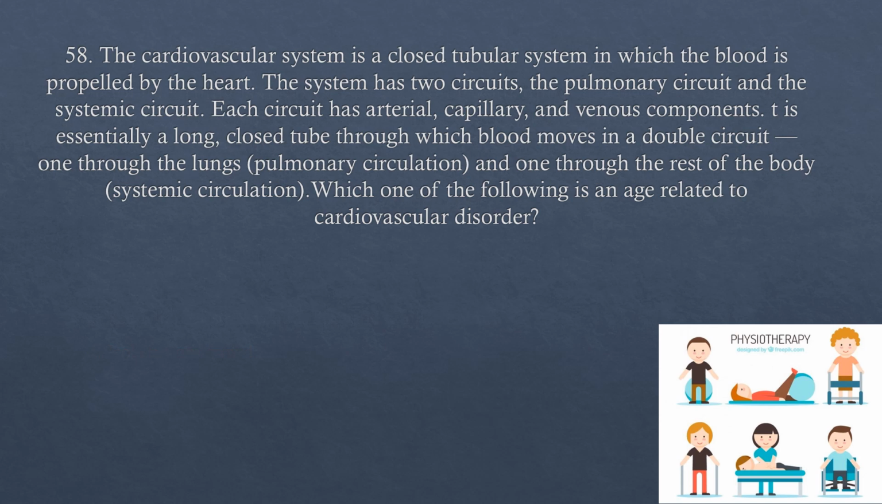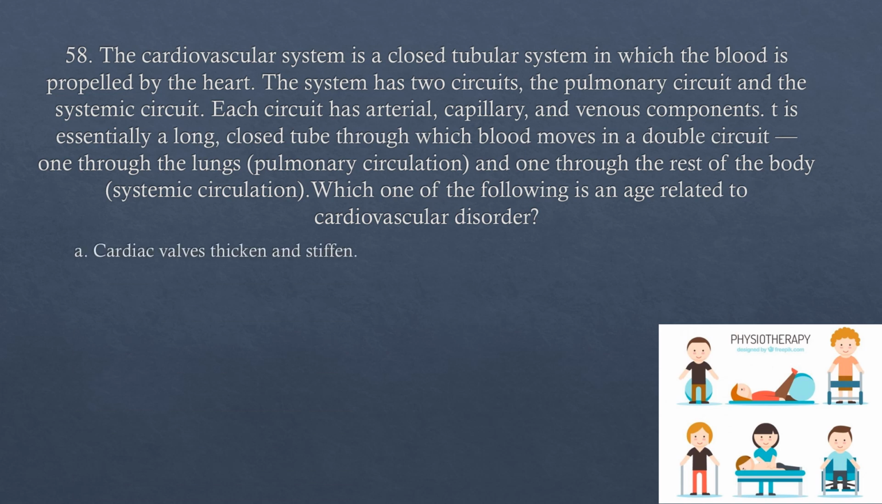Question number 58. The cardiovascular system is a closed tubular system in which the blood is propelled by the heart. The system has two circuits, the pulmonary circuit and the systemic circuit. Each circuit has arterial, capillary, and venous components. It is essentially a long, closed tube through which blood moves in a double circuit, one through the lungs and one through the rest of the body. Which one of the following is an age related to cardiovascular disorder?